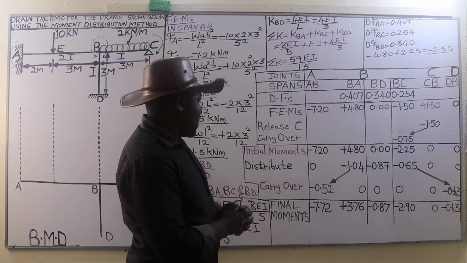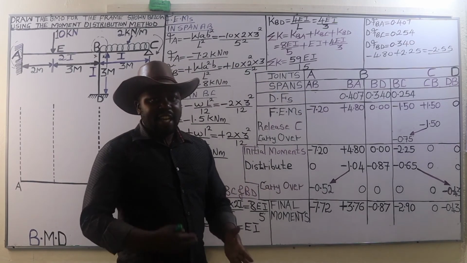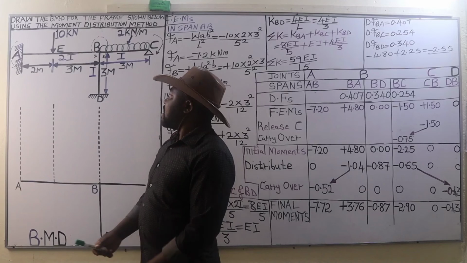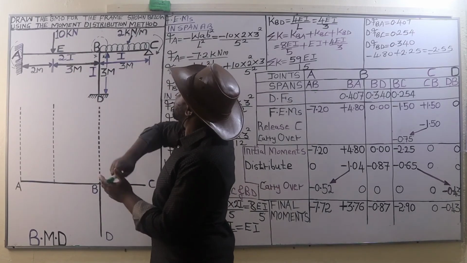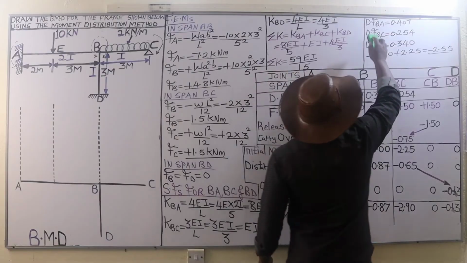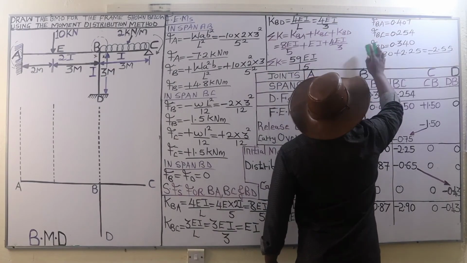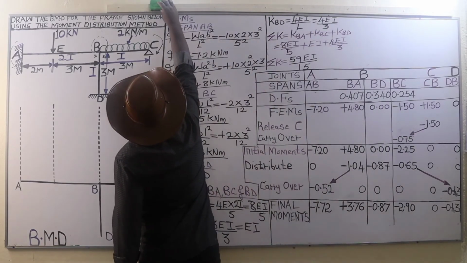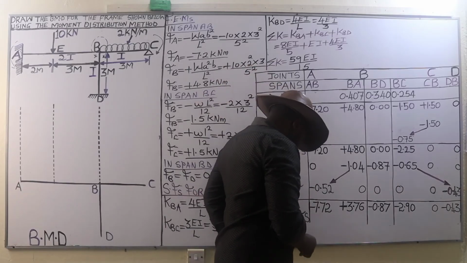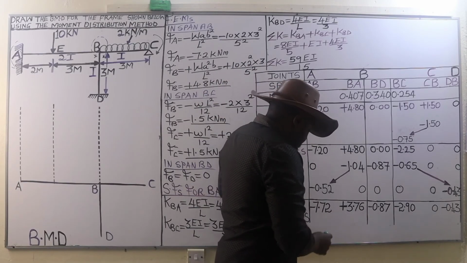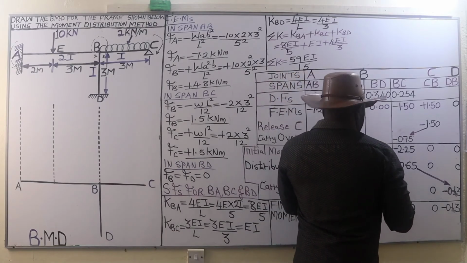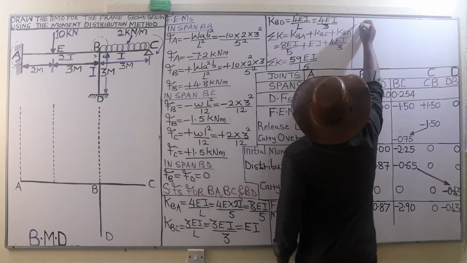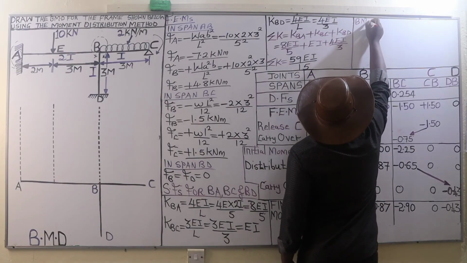Then after getting the support moments, the last thing we are going to determine are the bending moments as a result of the vertical loads. So let me look for a space here where I'm going to determine the bending moments due to vertical loads. So we go to bending moments.